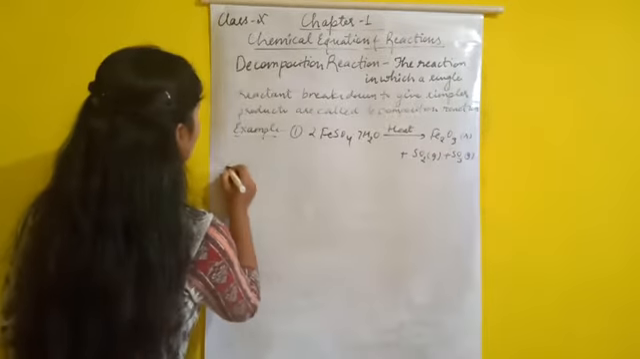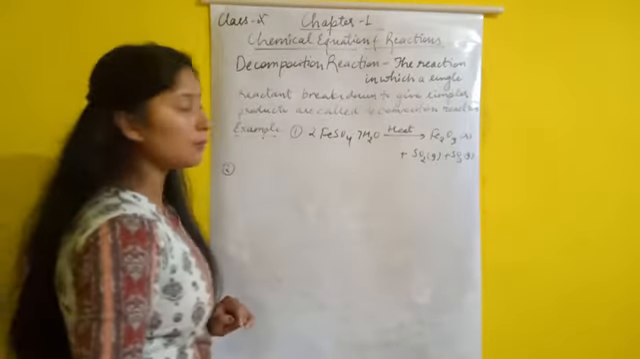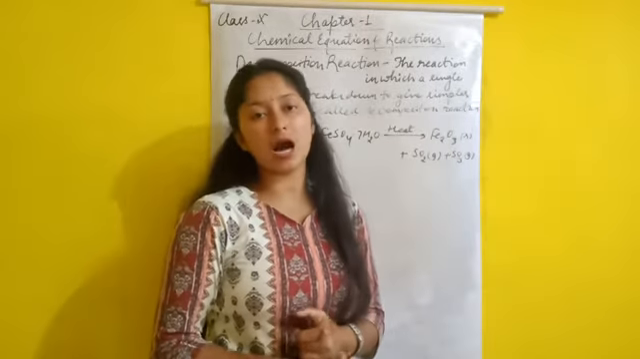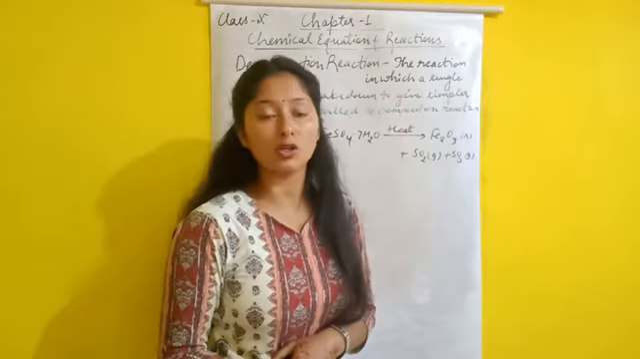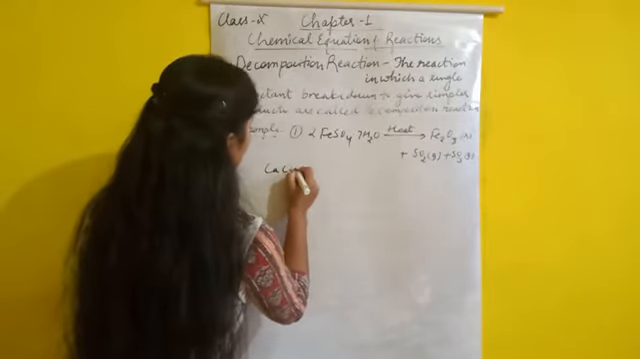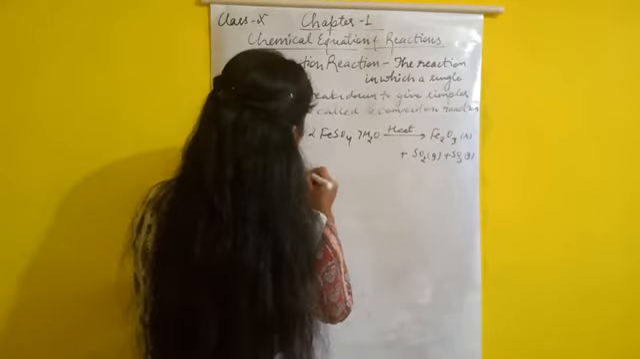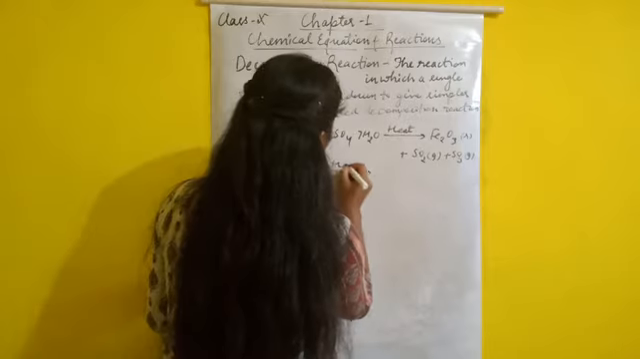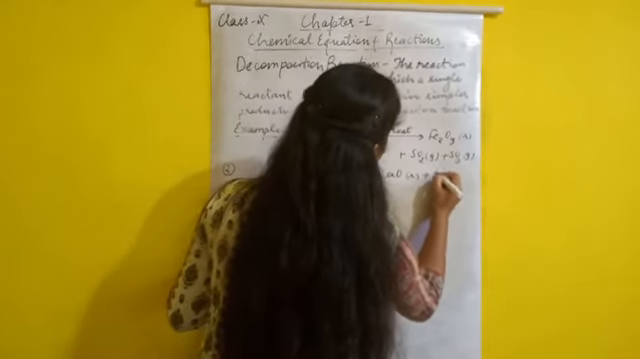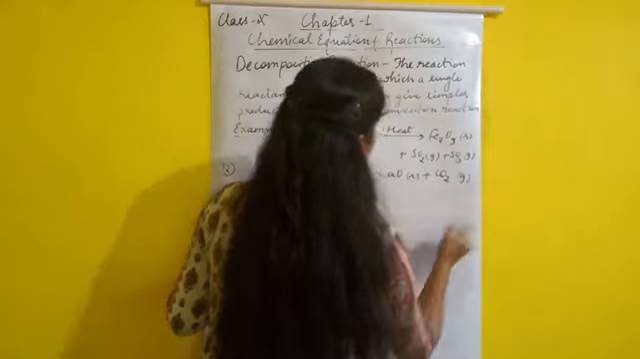Then moving to another example of decomposition reaction: decomposition of calcium carbonate into calcium oxide and carbon dioxide. CaCO3, which is solid, when heated, decomposes into calcium oxide and carbon dioxide.